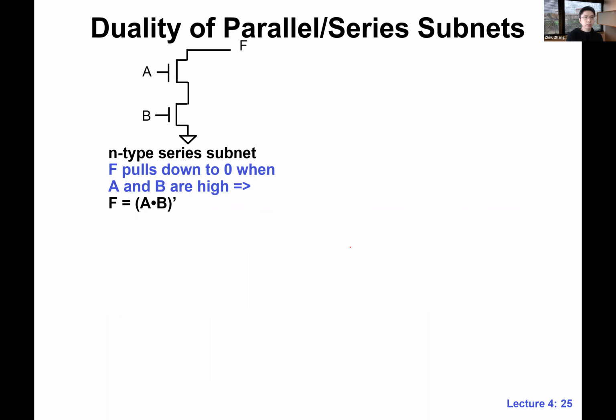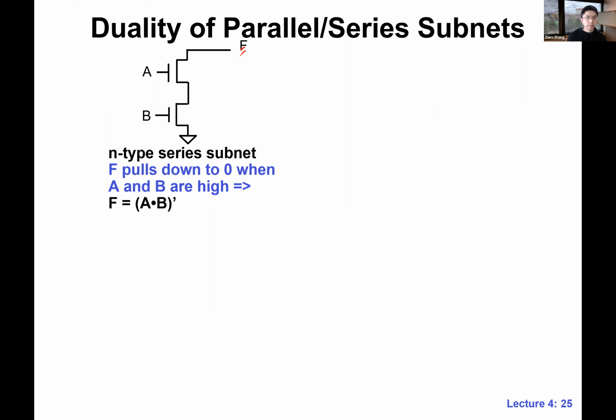First, let's look at some concrete examples. A 2-input function, A and B. The output is F, over here. First, this is not a complete network yet. This is just a subnet. This is a series subnet. This is an N-type series subnet, because all the transistors are NMOS transistors, and this is pulling down. If we have a connection, if it conducts, then it's pulling down.